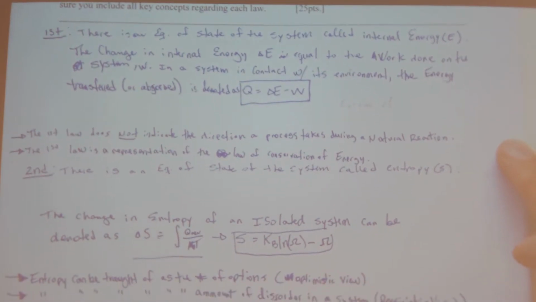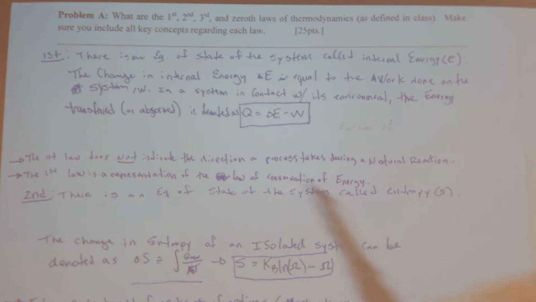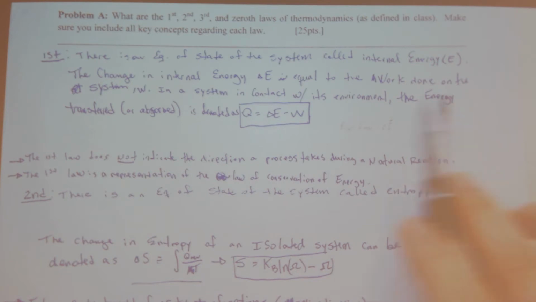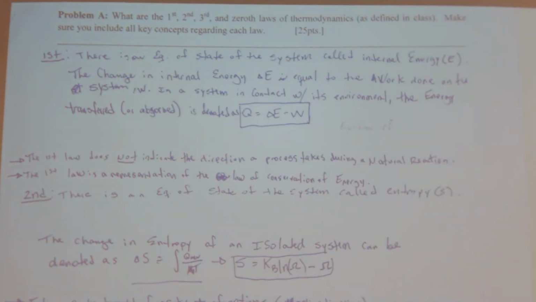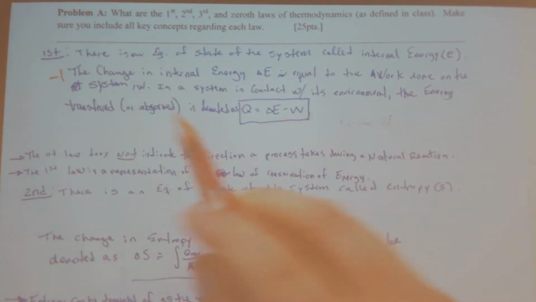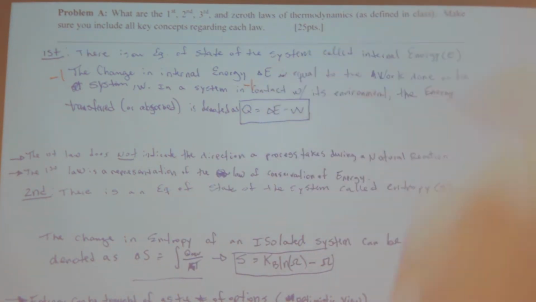We'll just look at the first two. There is an equation in the system called the internal energy. The change in internal energy, delta E, is equal to the work done on the system. That's not true, because it's only equal to the work done on the system when Q is equal to 0. So right away, -1. In a system in contact with its environment, -1.